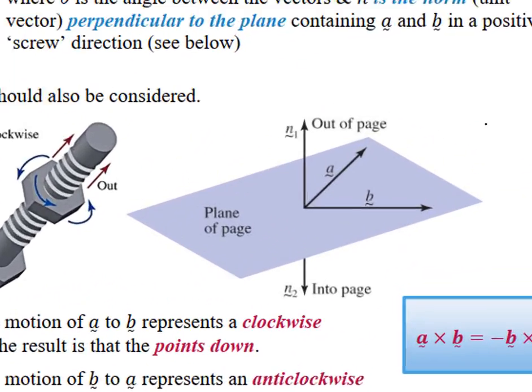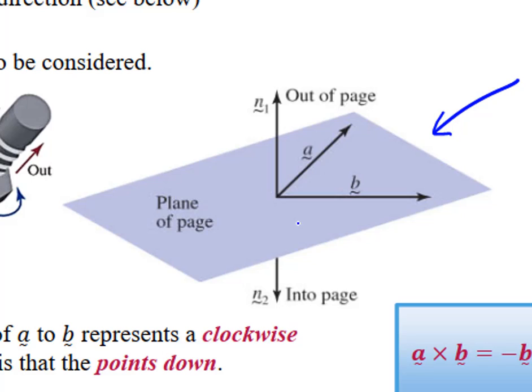So looking at this diagram here, you can see what I mean by that. So if you're looking at A cross B, you are going from A to B, and that would be clockwise. So that is going to go into the page. Your vector normal is going down. If you are going B cross A, you are going anti-clockwise, so your normal vector will be out of the page. Okay, so up.